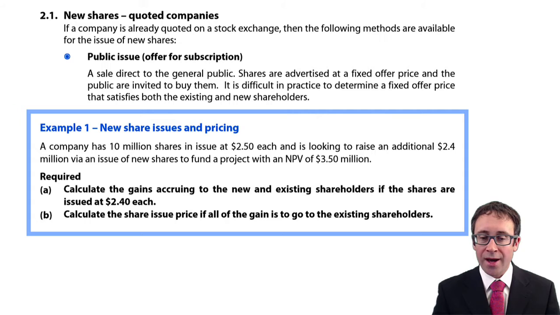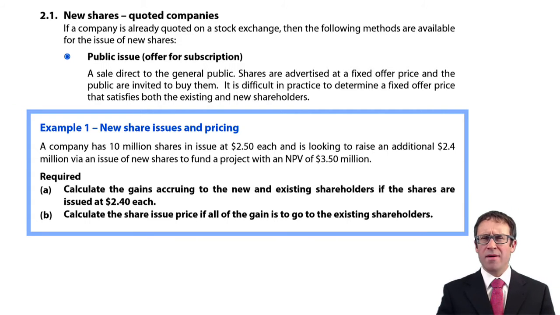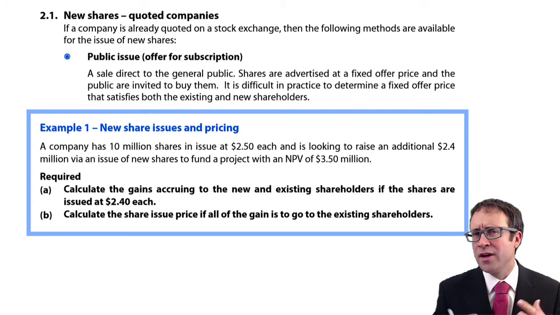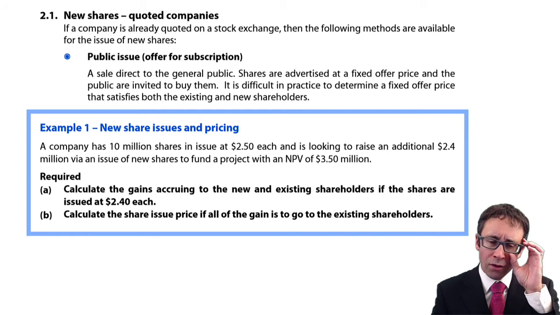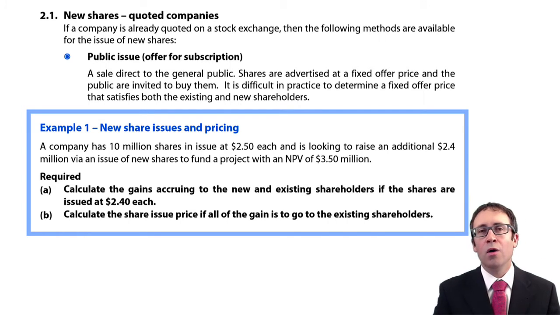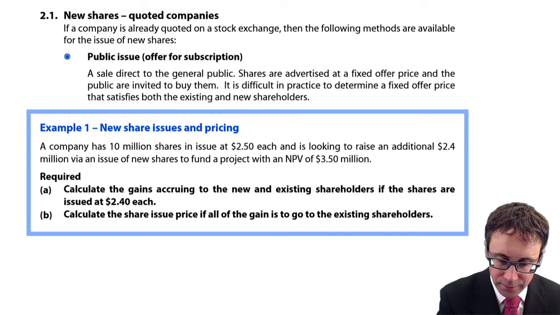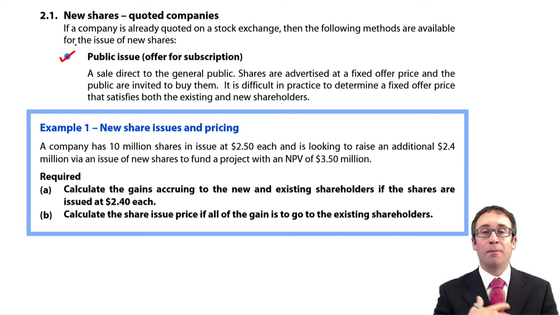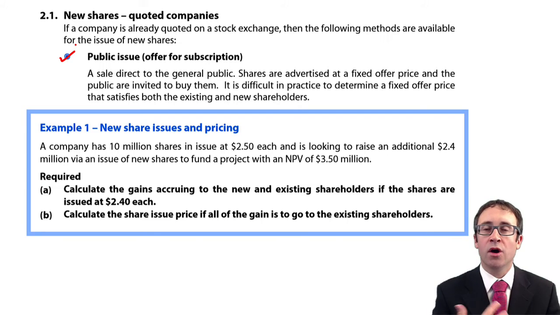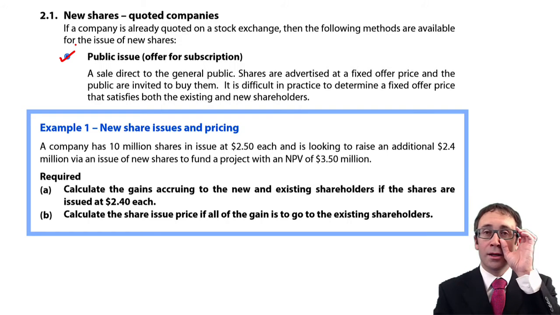So let's have a look at it. I think, if memory serves me right, my memory is fading as we work through all of these chapters, there are 4 different methods by which a quoted company can raise finance by issuing shares. The first one is a public issue, or it's also referred to as an offer for subscription.